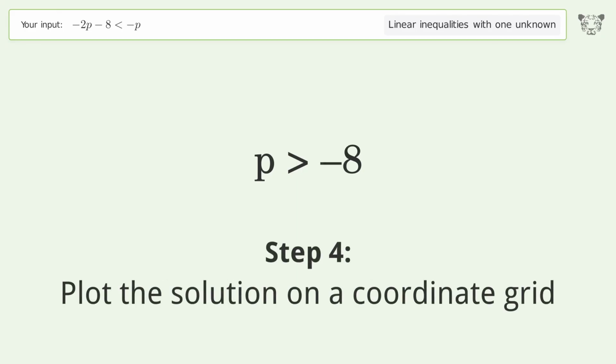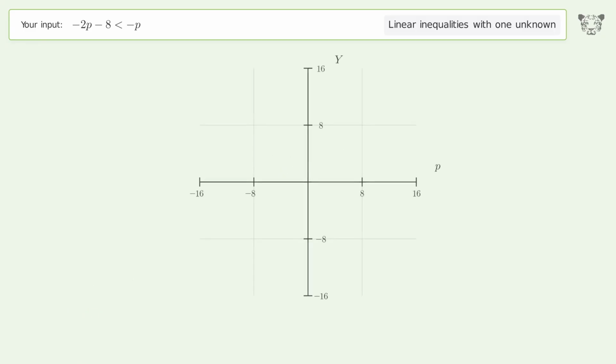Plot the solution on a coordinate grid. And so the final result is p greater than -8.